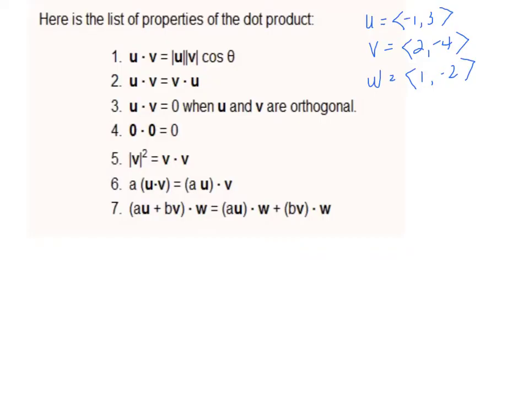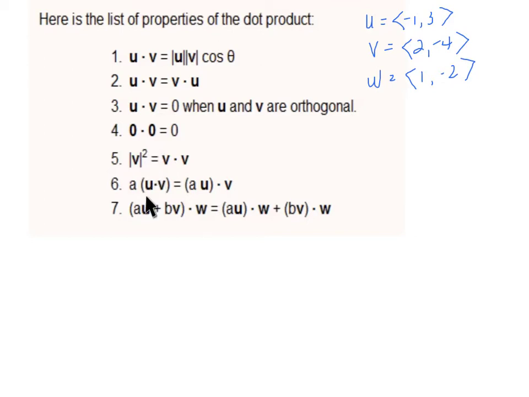These are a list of the properties of the dot product. You don't really need to memorize these, but it's a one-stop place for all of the properties. Number 1, for instance, is the formula that we talked about to find the dot product using the angle in between the two vectors and the magnitudes. This one is a commutative property. It means that u dot v is the same as v dot u, which means it is still going to be a scalar. If u dot v equals 0, then the two vectors are orthogonal. Of course, 0 dot 0 is going to be 0.